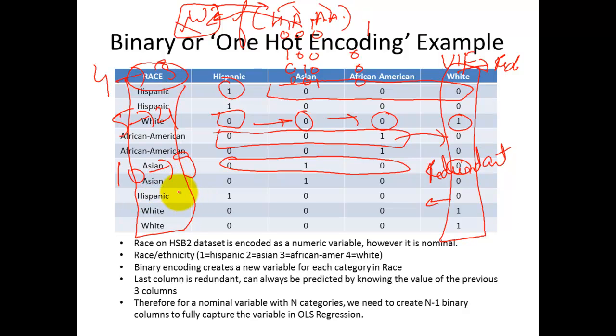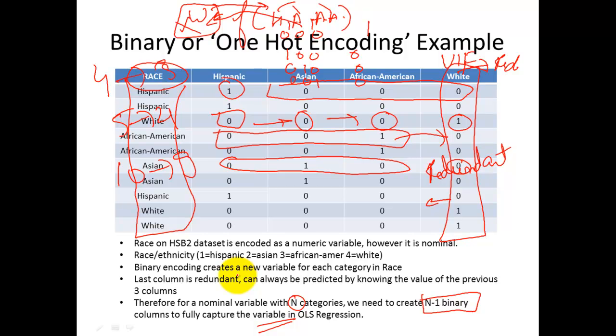If a variable has N number of categories, then I only need to create N minus 1 binary variables to fully capture that particular categorical variable in OLS regression. So this is the procedure with which we can bring a nominal variable into a regression model, by using one hot encoding or binary categories.